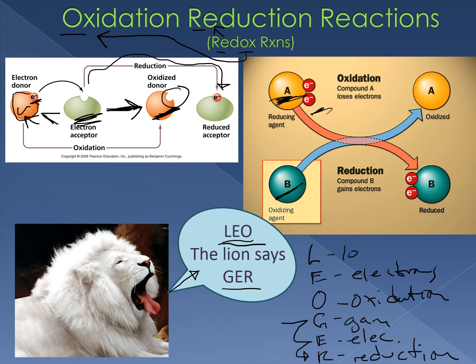It's kind of like a business transaction. Someone gives money, other person accepts money. So A is going to be oxidized, B is going to be reduced. A gave the electrons to B. So B, think of it, Leo-ger. B gained electrons, so it was reduced. A lost electrons, so it was oxidized.